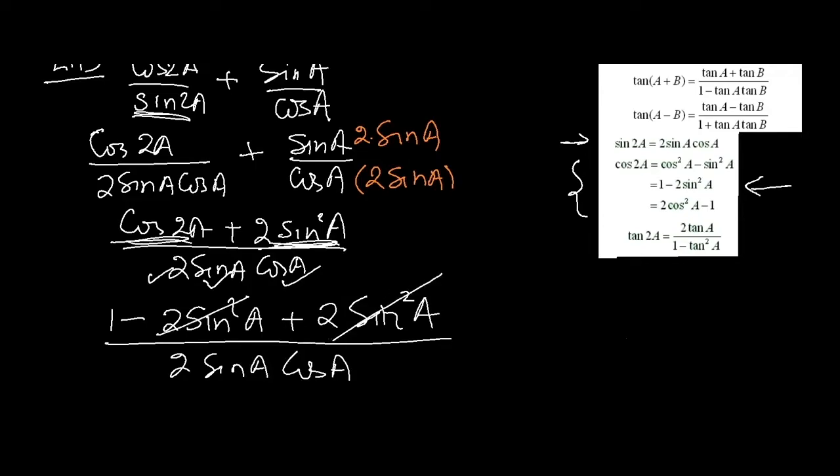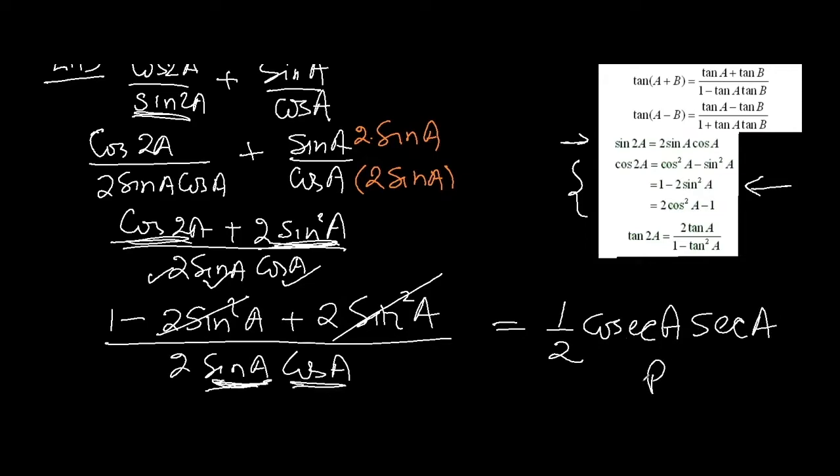And this cancels. We have 1 over 2 sine a cos a, and we know 1 over 2 and reciprocal. This is a denominator. Make it numerator by reciprocating, which is cosecant a. Similarly, cos a is a denominator. It becomes secant a, and this is RHS.